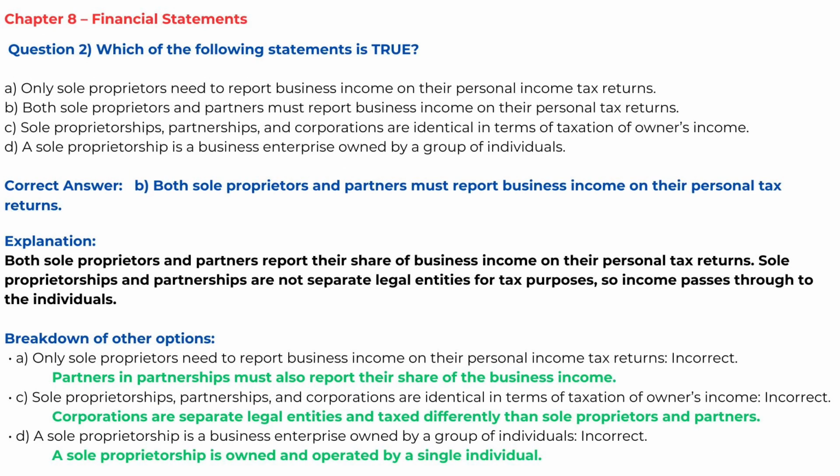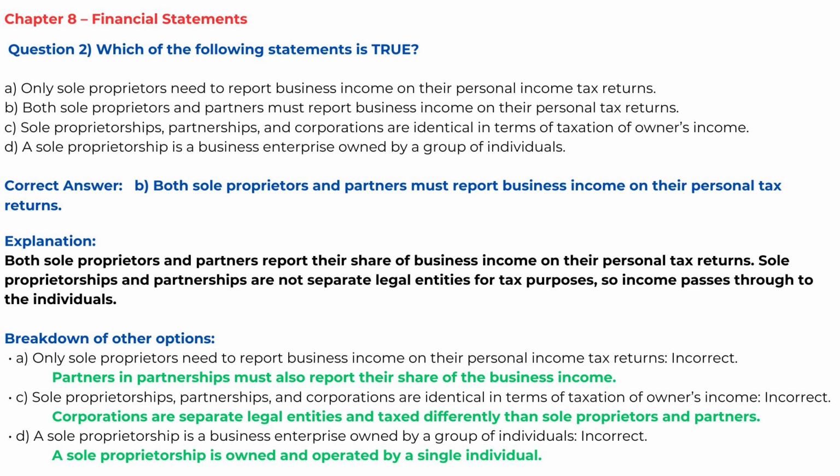Question 2. Which of the following statements is true? Correct answer. B. Both sole proprietors and partners must report business income on their personal tax returns. Explanation. Both sole proprietors and partners report their share of business income on their personal tax returns. Sole proprietorships and partnerships are not separate legal entities for tax purposes, so income passes through to the individuals.